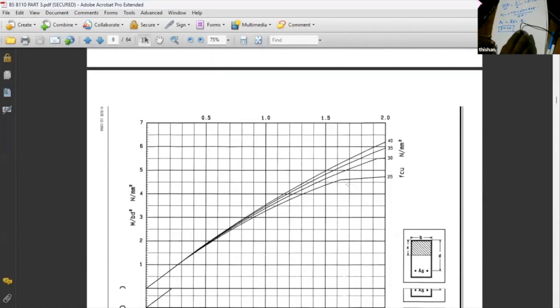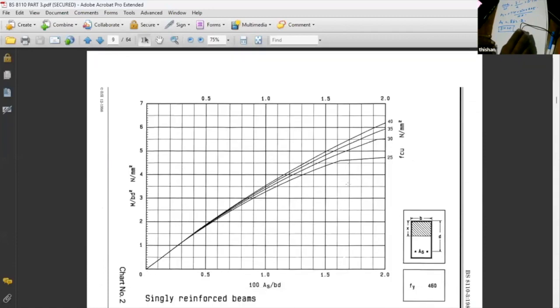Are you familiar with this chart? Singly reinforced, BS 8110, chart number 2. I'm sure you are all familiar, right? So you can see M over b d squared and 100 As over bd. When M over b d squared is 2, what is 100 As over bd? Not 0.5, it's about 0.552.